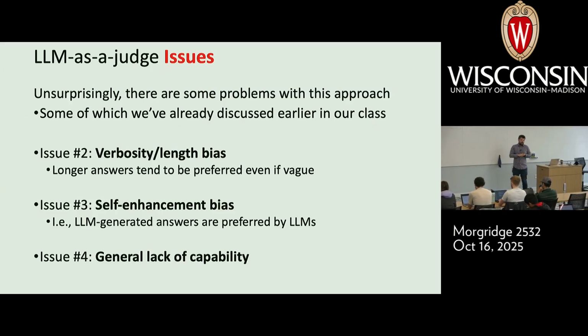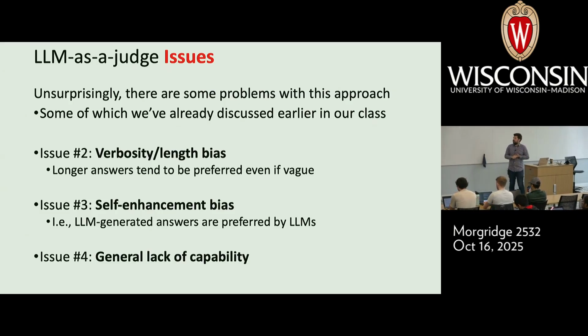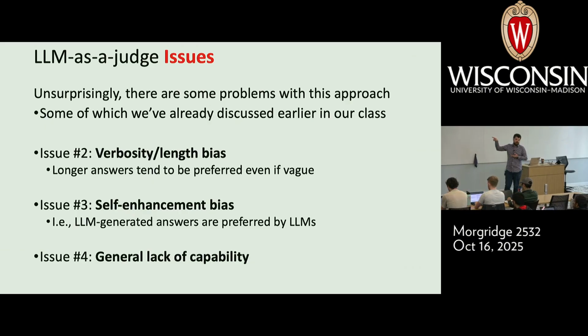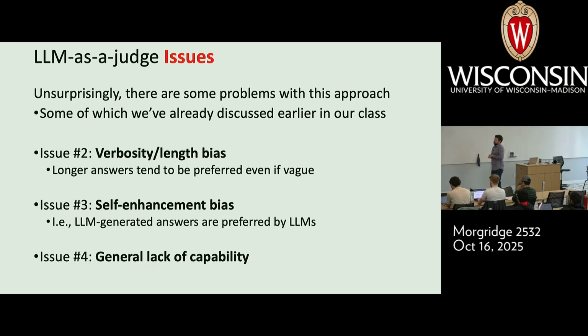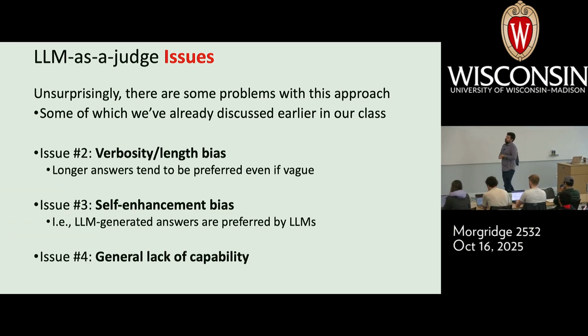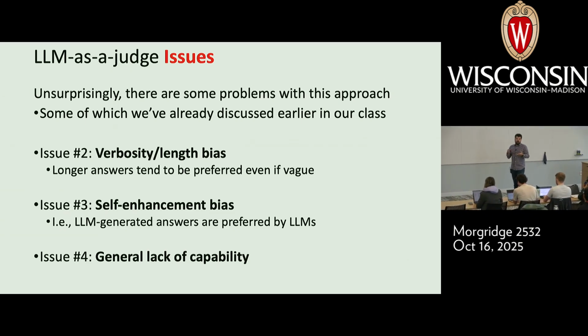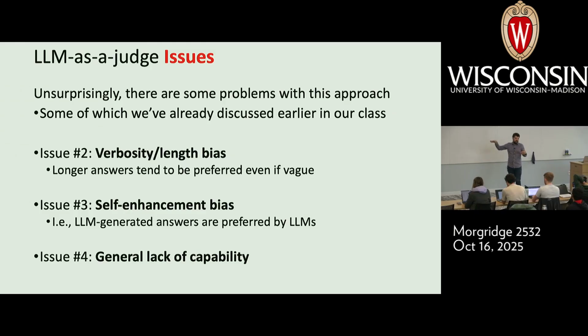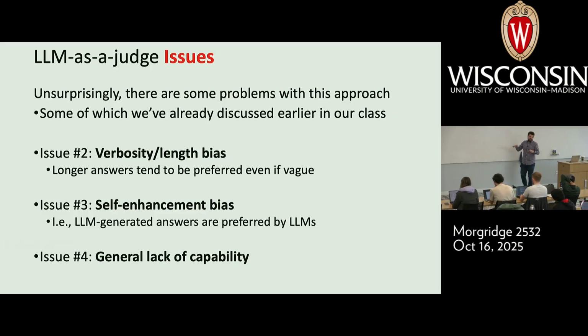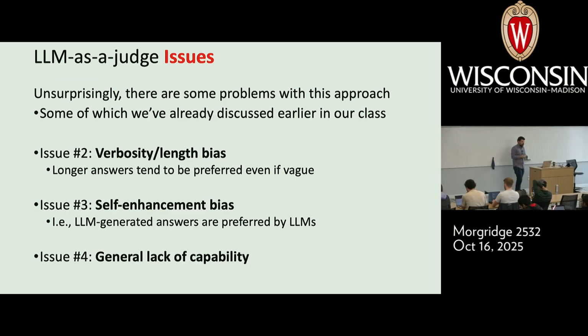So how can you deal with these things? Well, you can do different things. You can control how long the answers are from the models that you're evaluating. In that case, you won't run into this verbosity bias. You can make sure that the model you're using as a judge is not one of the models that you're evaluating, so you don't have that self-enhancement issue. And finally, you probably want to test your judge on some other data set or some other set of questions to make sure its capabilities are good enough. Otherwise, you can't rely on it.